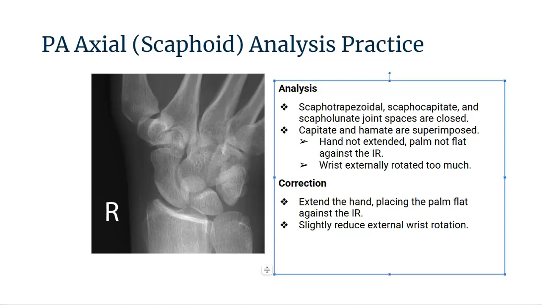So how do we correct this? We need to extend the hand and make sure the palm is flat against the IR. This will help open up those joint spaces. And we want to slightly reduce the external rotation of the wrist. A little less rotation will help to position the wrist just right and give us a more adequate image of the joint spaces surrounding the scaphoid.